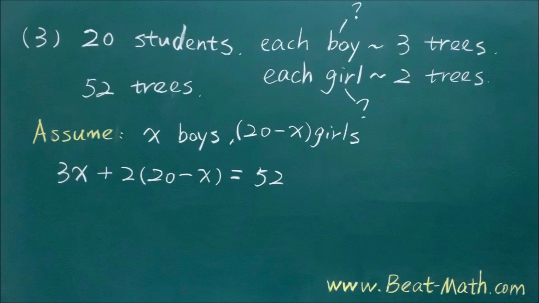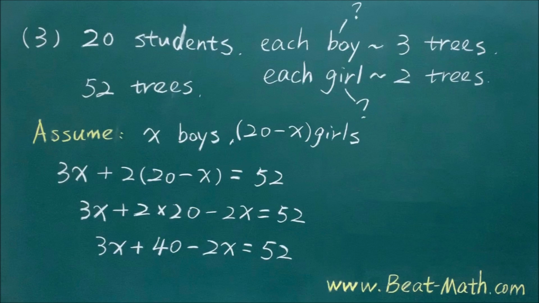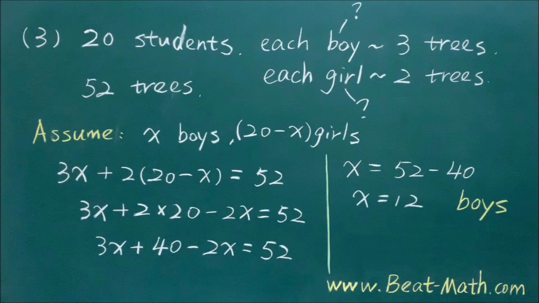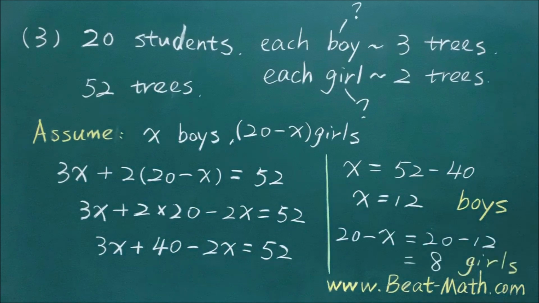After we multiply out the bracket, we get 3x plus 40 minus 2x equals 52. Then we collect the x terms and subtract 40 from each side to get x equals 52 minus 40. And finally, x equals 12. So there are 12 boys in the 5th grade, and 20 minus 12 equals 8, so there are 8 girls.